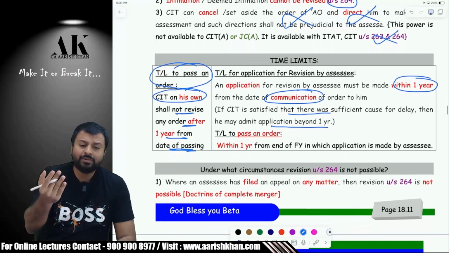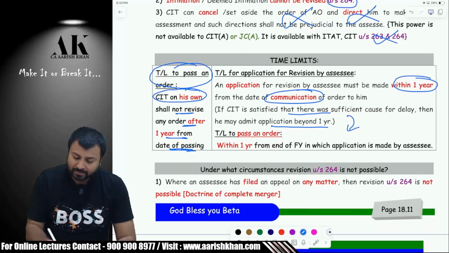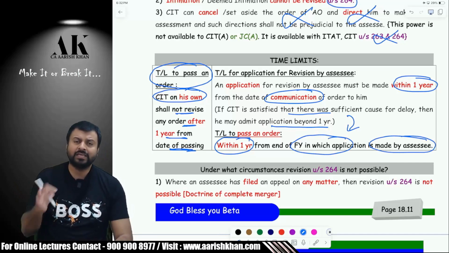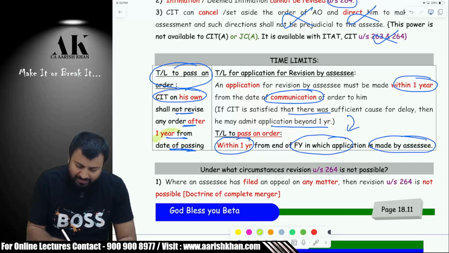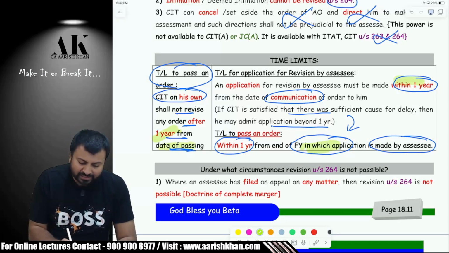Okay. Now, what is the time limit to pass an order? What is the time limit to pass an order after the assessee made an application? So it will be passed within 1 year from the end of the financial year in which the application is made by the assessee. So there are 3 time limits. All of them are 1 year, 1 year, 1 year, but all the 1 years are different. Let me tell you how. First 1 year is 1 year from the date of passing. Second 1 year is 1 year from the date of communication.